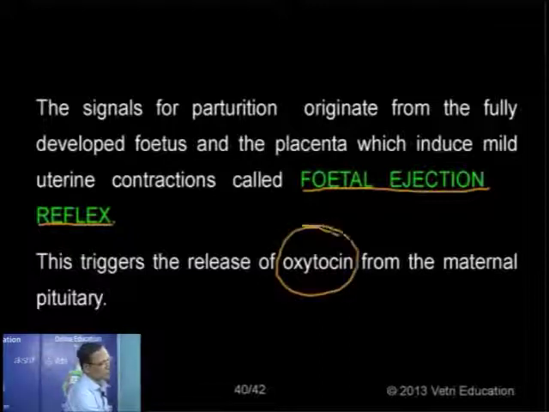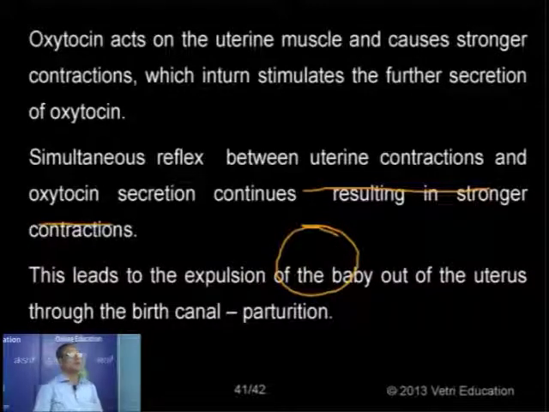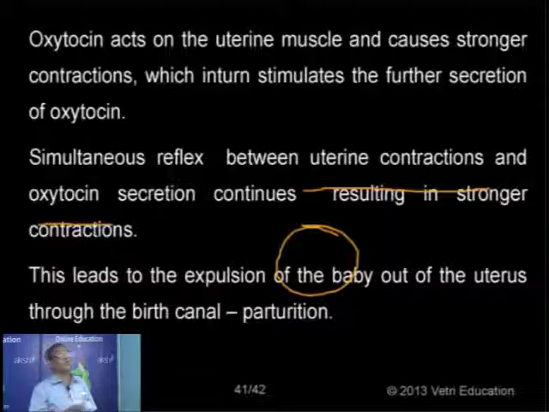This is a hormone secreted in the posterior pituitary, the neurohypophysis, along with ADH, and this oxytocin is called the birth hormone or rapid birth hormone, responsible for triggering the contractions of the uterine wall. As a result of more and more oxytocin secretion, it acts on the uterine wall, making it contract vigorously. This contraction in turn triggers further secretion of oxytocin. And as a result, we have vigorous contractions occurring.